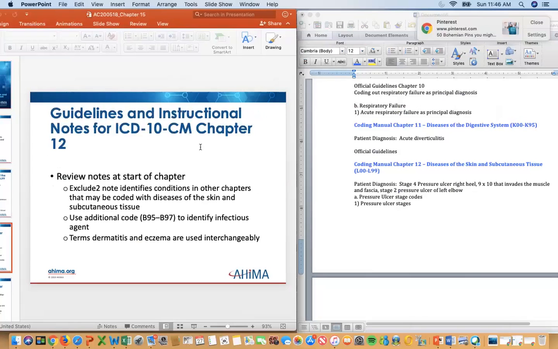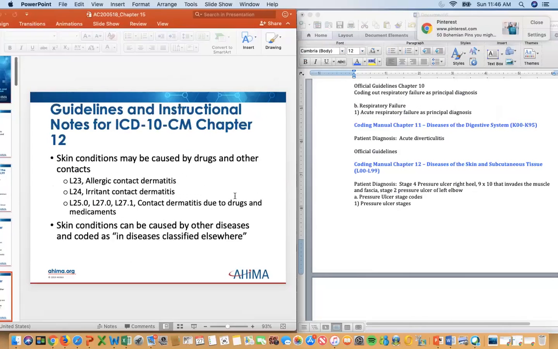Again, it identifies conditions in other chapters that may be coded with diseases of the skin. So again, use additional codes to identify infectious agent or the bug. What do they have? Staph? Do they culture the skin? Do a biopsy? What did it come back as then?